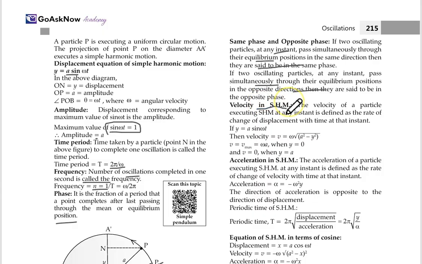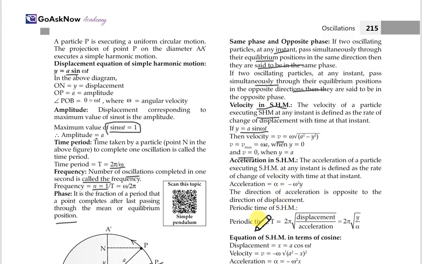Now, velocity in SHM. The velocity of a particle executing simple harmonic motion at any instant is defined as the rate of change of displacement with time. If the equation is y = A sin ωt, then the velocity v will be ω√(A² − y²). So v = v_max = ωA when y = 0, and v = 0 when y = A. So this is the velocity in SHM.